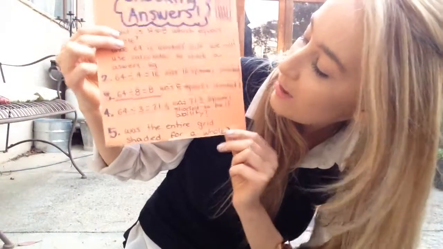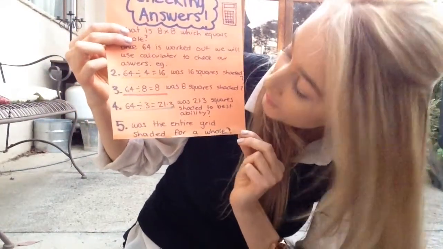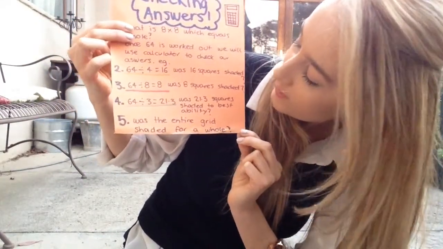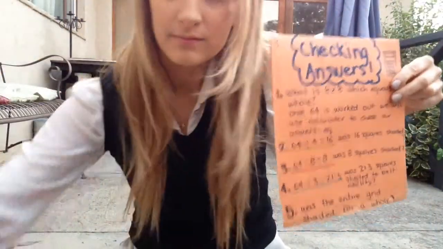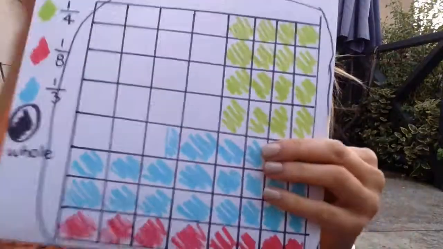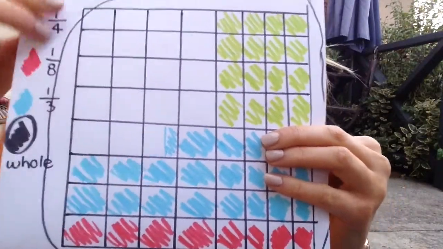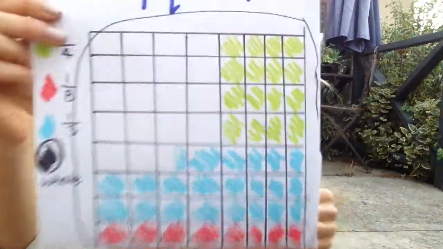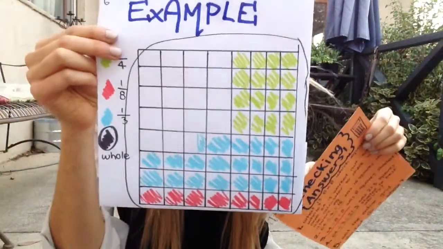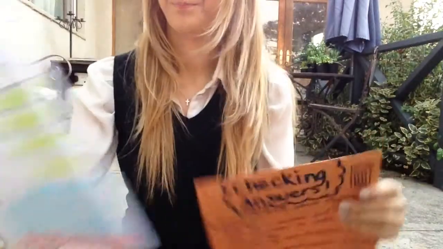And 64 divided by 3, which is 21.3, were 21.3 squares shaded to the best of your ability? Yes. See how we have the little almost half one there? And last but not least, was the whole shaded? The whole was not shaded, instead we did a circle around the whole.